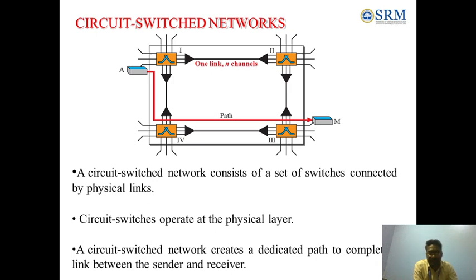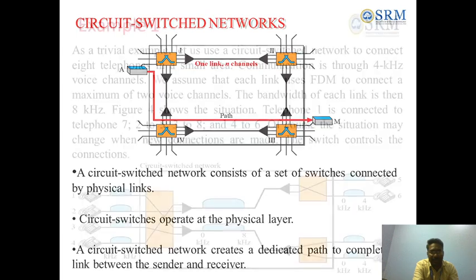It operates at the physical layer, and this circuit switch network makes a dedicated path to complete the data transfer between the sender and the receiver. A complete dedicated path is obtained between the sender and the receiver, so that we won't encounter any data loss or packet loss when we send any data packet through this circuit switch network.